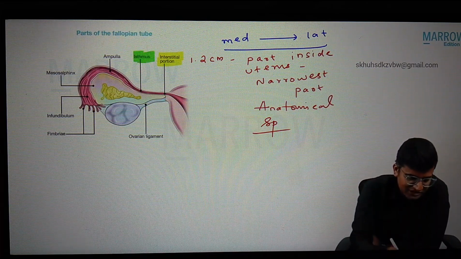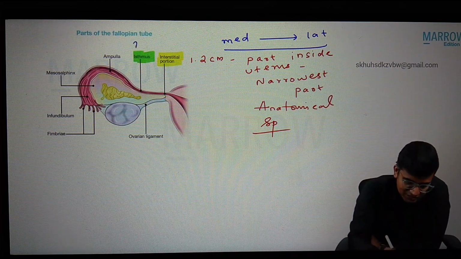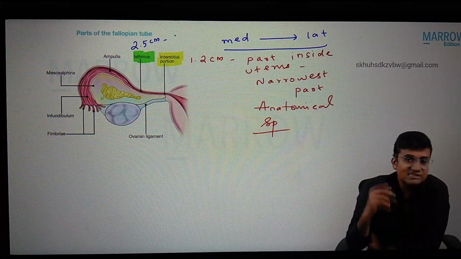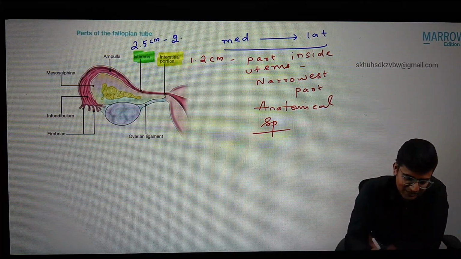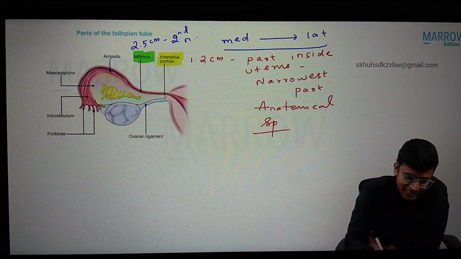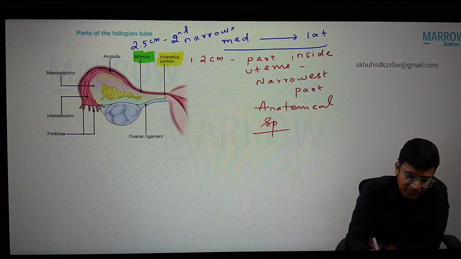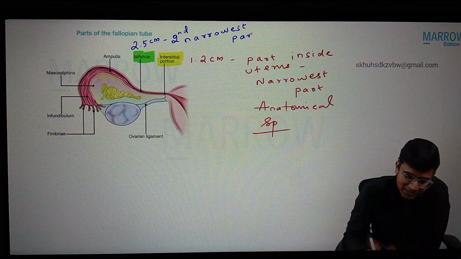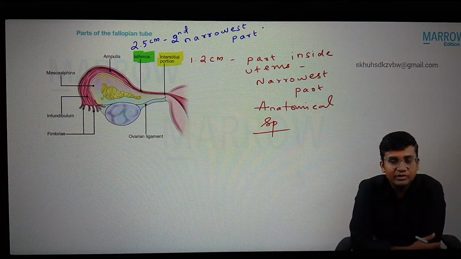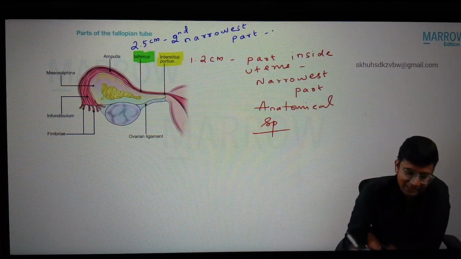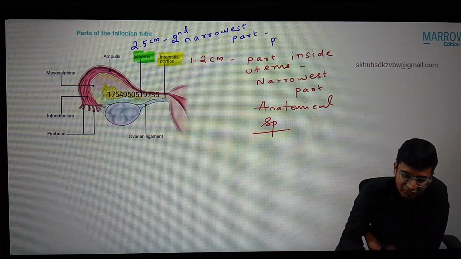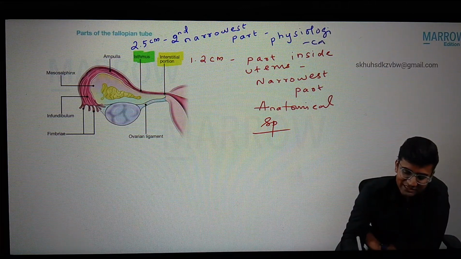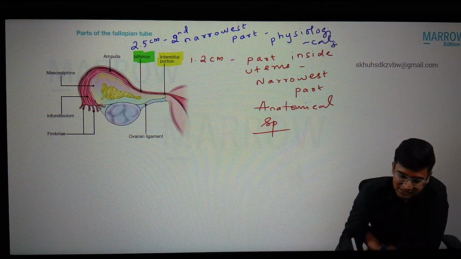The isthmus measures roughly around 2.5 centimeter, and it is the second narrowest part of the fallopian tube. And the isthmus is the one which acts as the physiological sphincter.